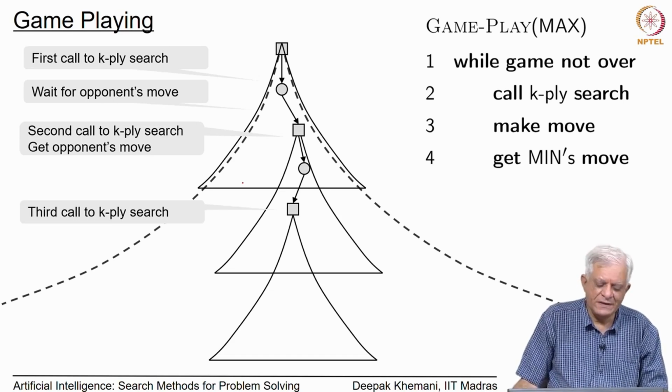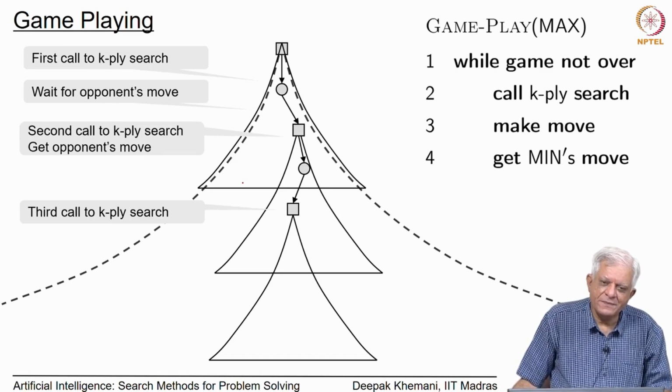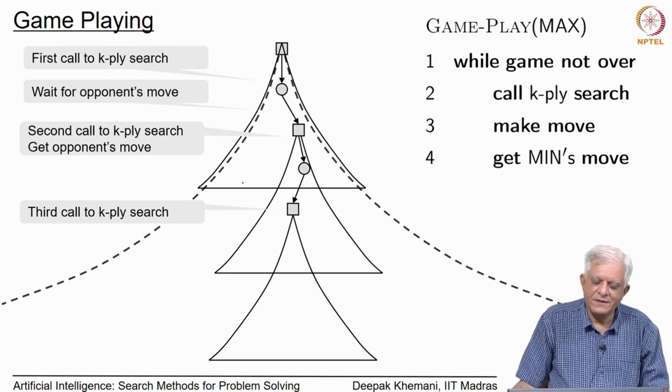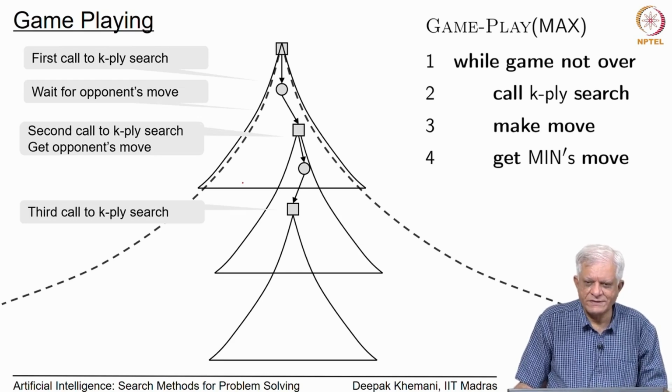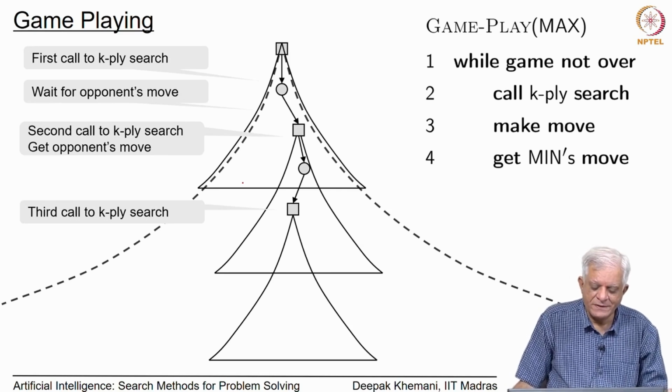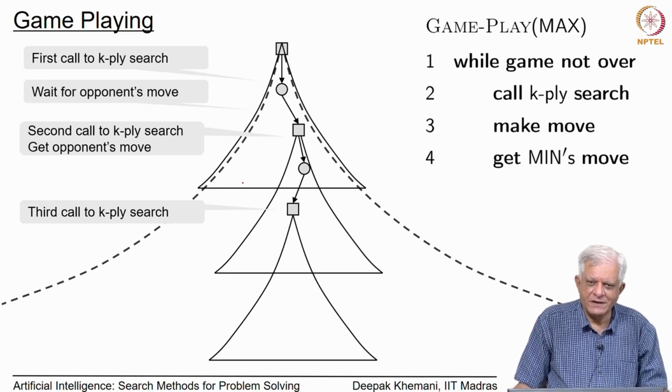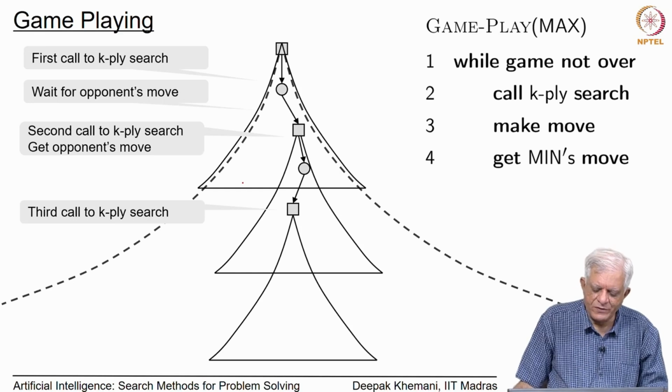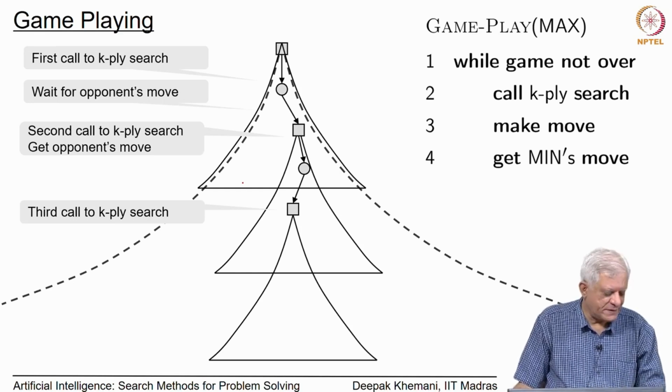What should k be? Now, k typically depends on the computing resources that you have, and also the time that you have for playing the game. If you are writing a chess playing program that is playing in a tournament, then you are allotted a limited amount of time to make a certain number of moves, and based on that you would decide how much the k ply should be.